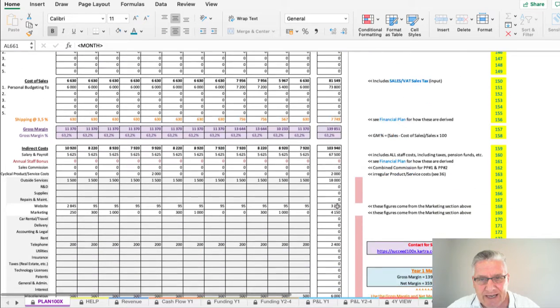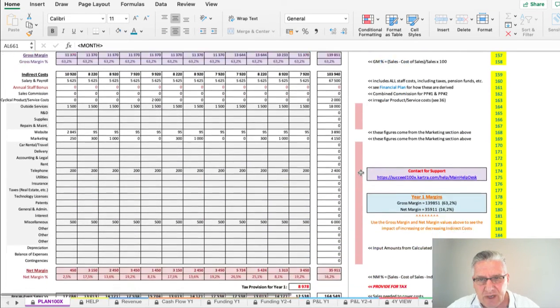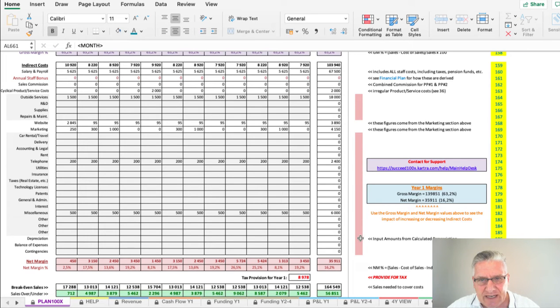Now we start inputting again for the quick start, looking at the pink color on the right hand side. You may input everywhere where there's gray. So we have suggested certain descriptions of indirect costs being your overhead costs for your business. I've included outside services, $1,500 a month, totaling 18 for the year. Here are your 2 costs coming from above, your 2 budgets for website and marketing. Remember those numbers, 3890, 4150. You cannot input them here. You have to put them in above.